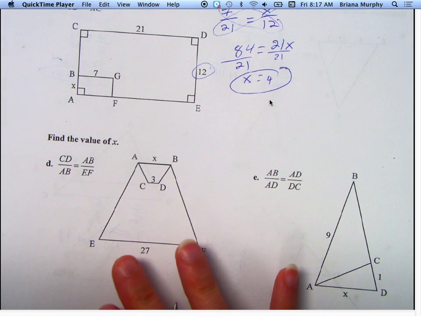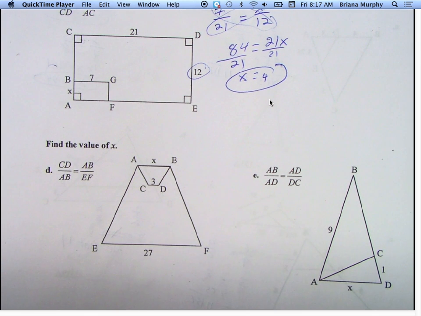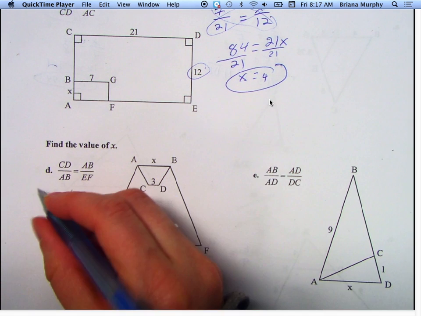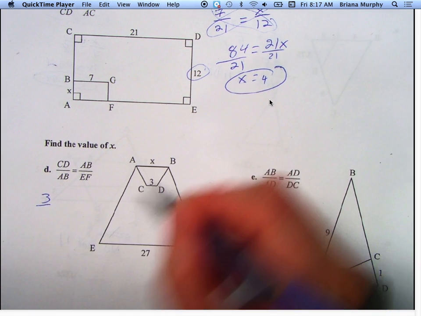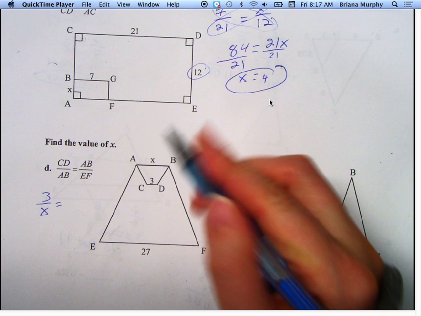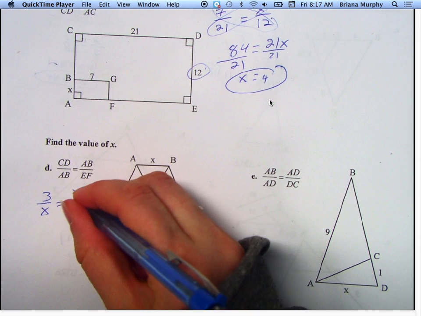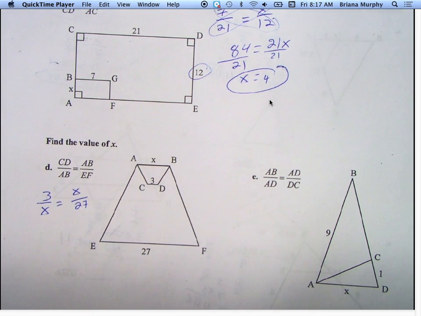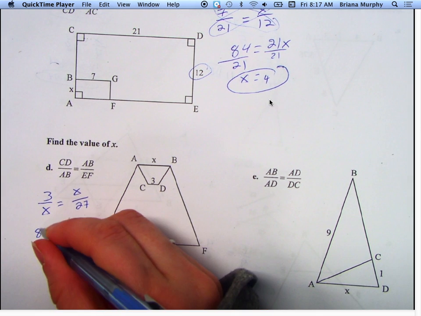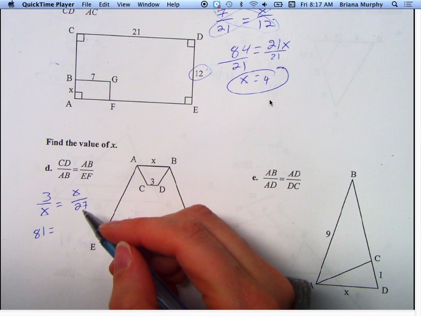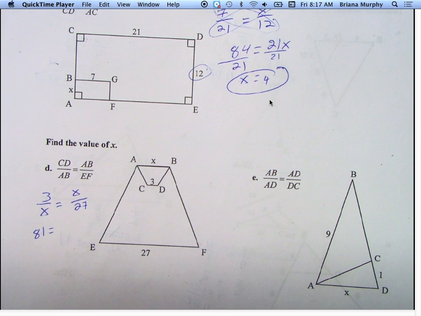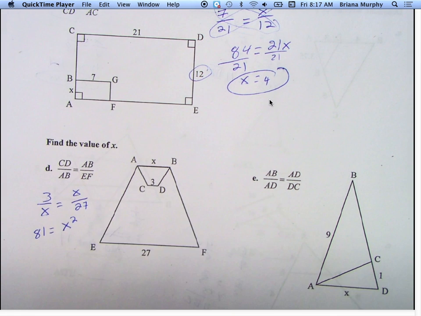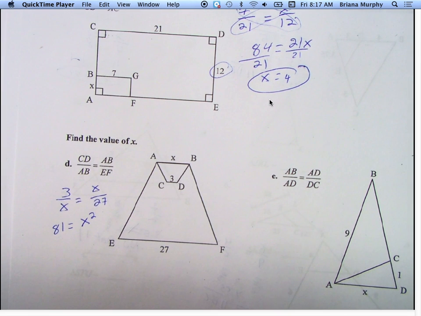Let's move down to D. It's the same thing. Okay, I'm going to do D and you guys do E. CD is 3. AB is x. AB is x. EF is 27. Now I cross multiply. 3 times 27 is 81. X times x is what again? X squared. I still have some people making it 2x. That's a common mistake. Just be careful.